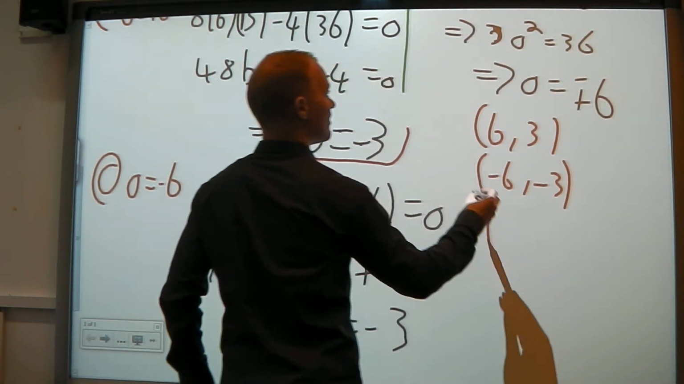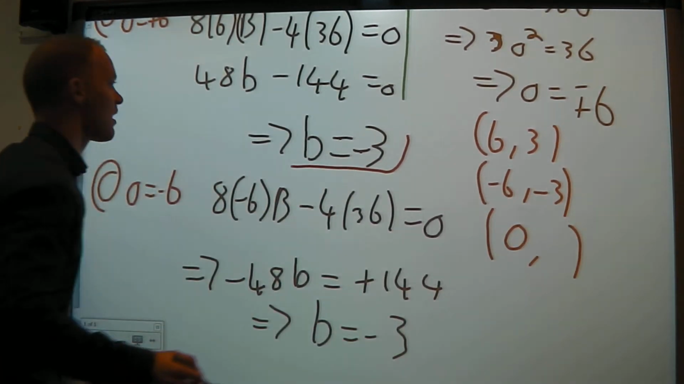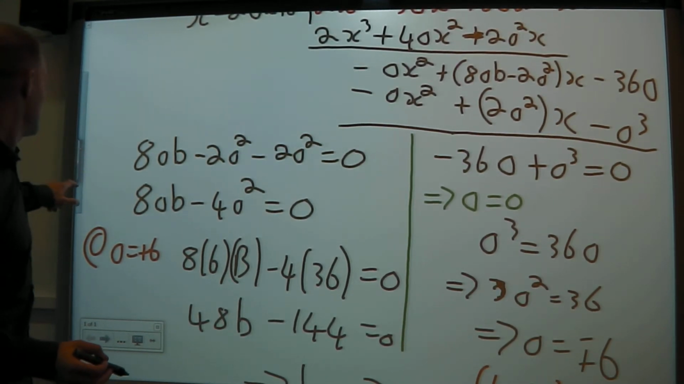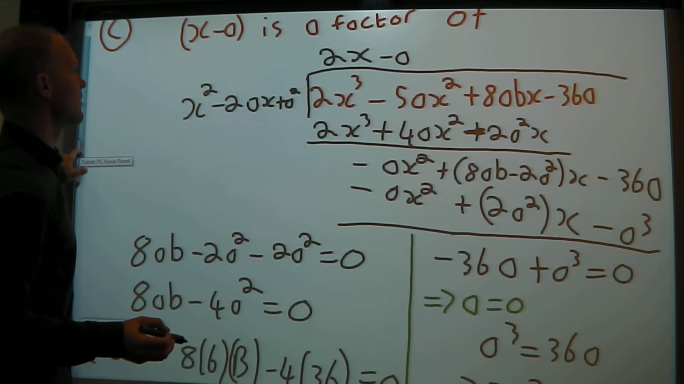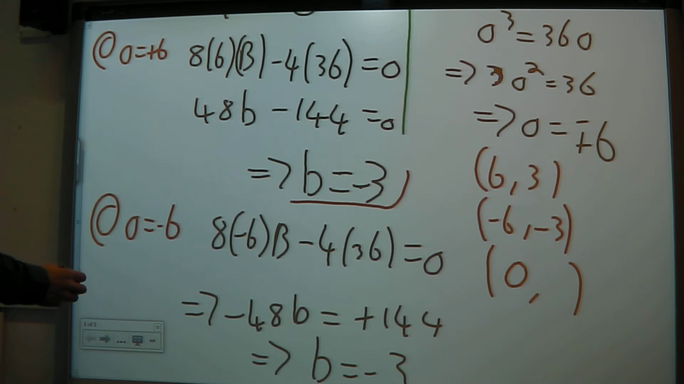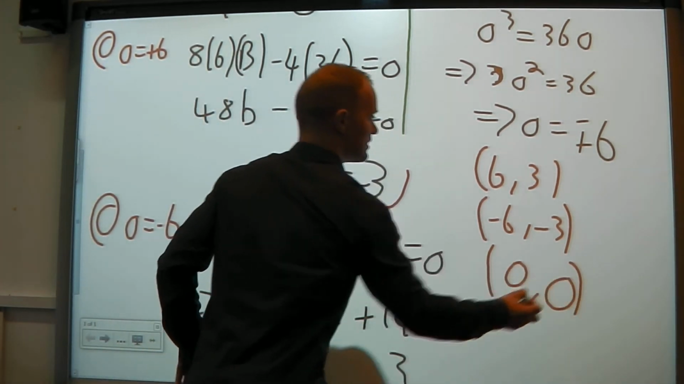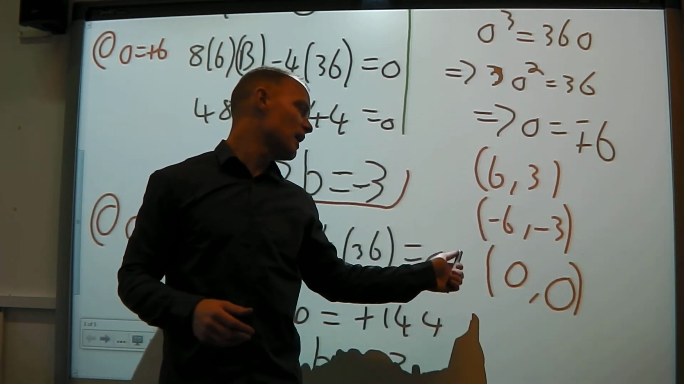And then our other solution was a is equal to 0. Well, if a is equal to 0, here we have no term for b, so if a is equal to 0 here, we have b equal to 0. So there are three solutions there. We have positive 6, positive 3, negative 6, negative 3, and 0, comma 0.